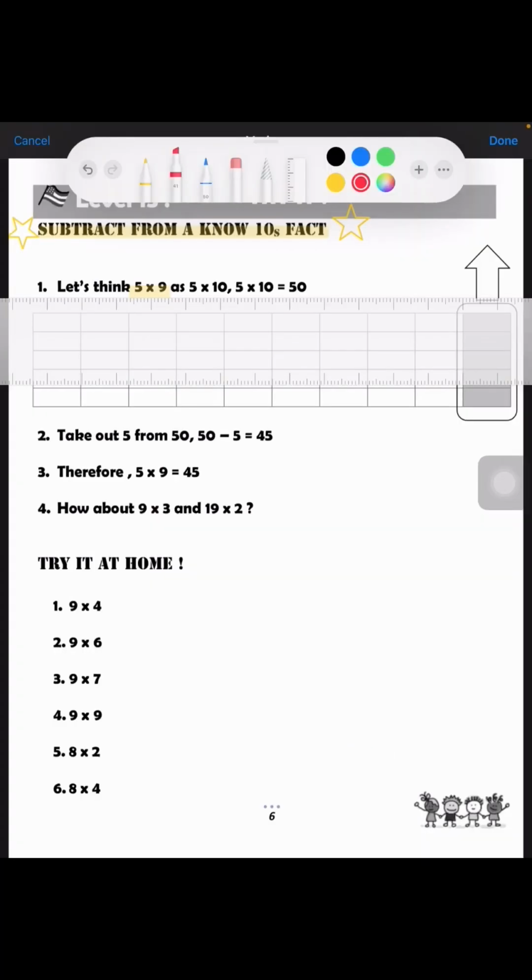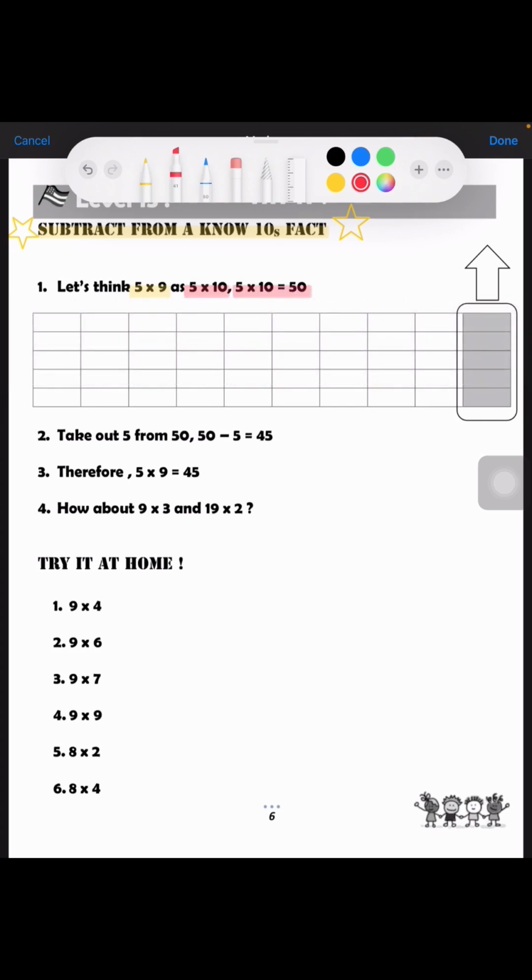When we want to find 5 times 9, we can first think of 5 times 9 as 5 times 10. And then we take out 5 from 50. That means we take out 5 blocks from here. 50 minus 5 equals 45. So 5 times 9 equals 45.